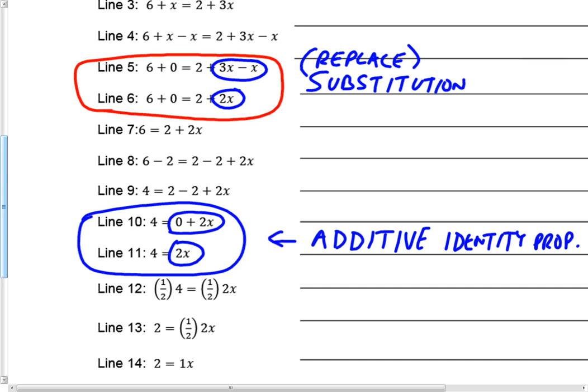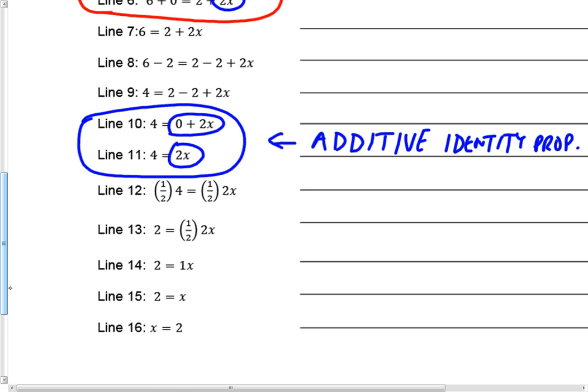Jump down to line 13 and 14. Figure out what the change is. We have a 2 and we have a 2, so nothing happened there. But somehow, this 1/2 and this 2 turned into a 1. The x did not change. What do we call it when we have that type of operation and then you end up with a 1? All right, it's inverse, but what kind of inverse? What operation is occurring here?